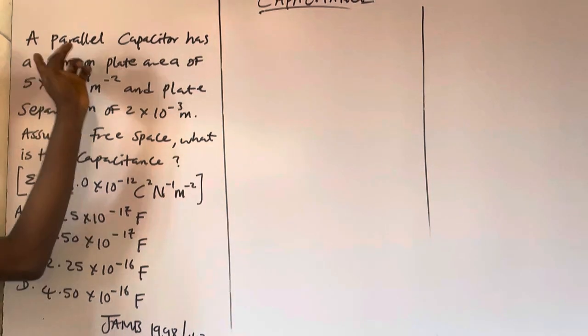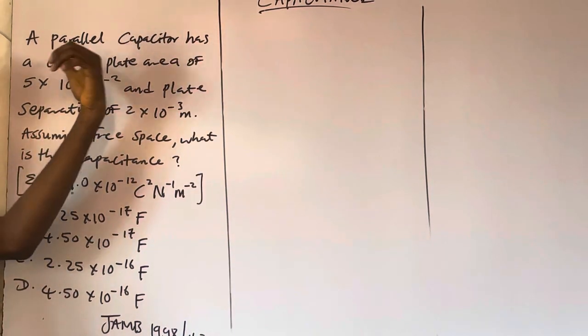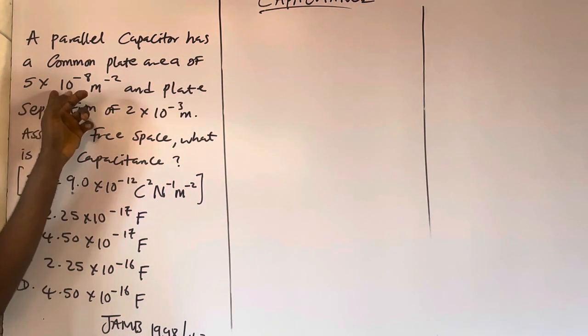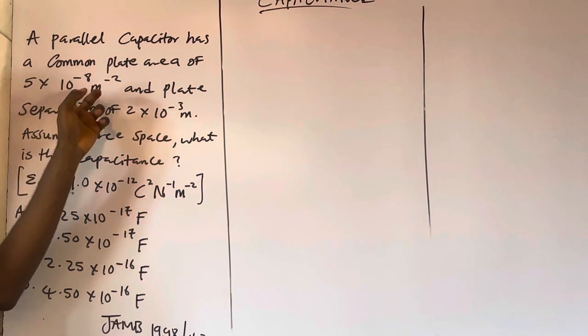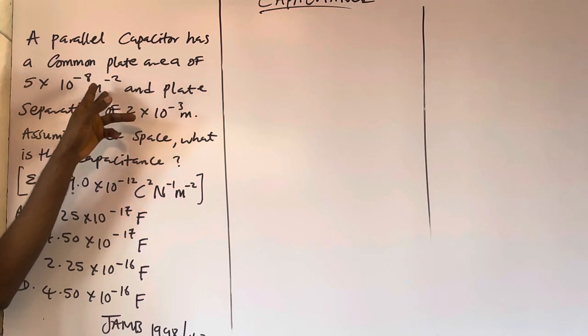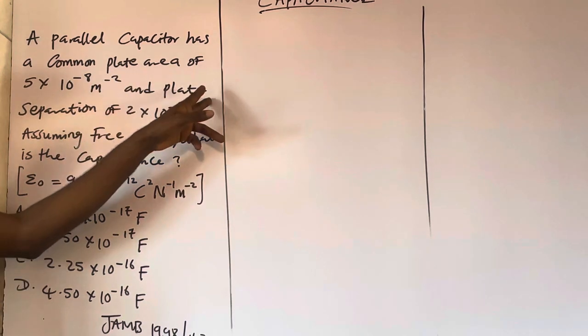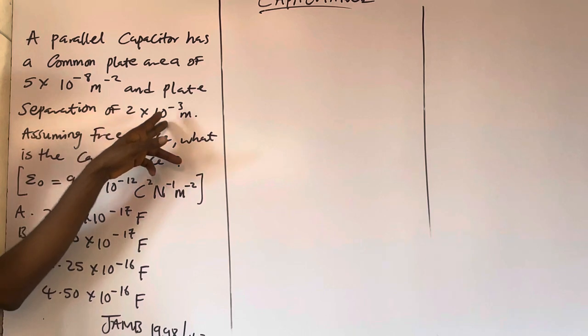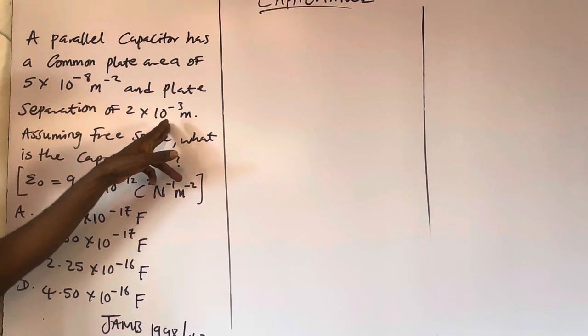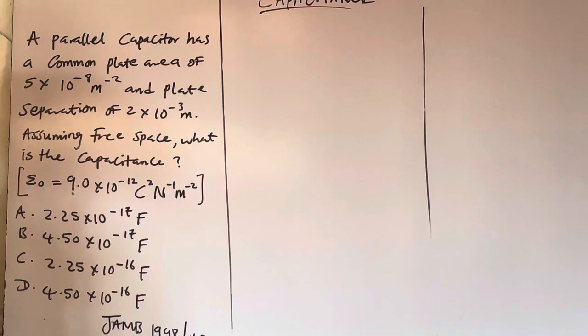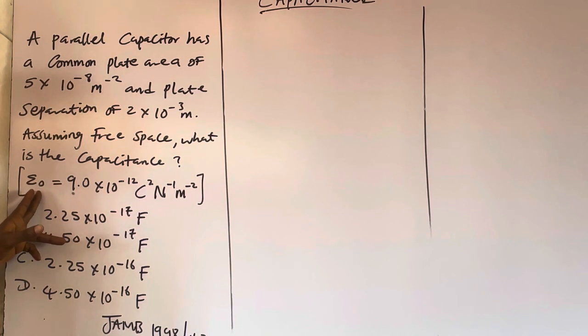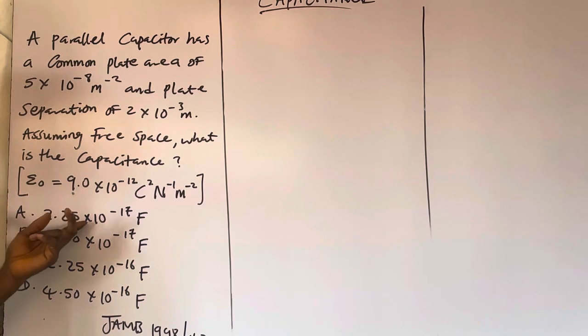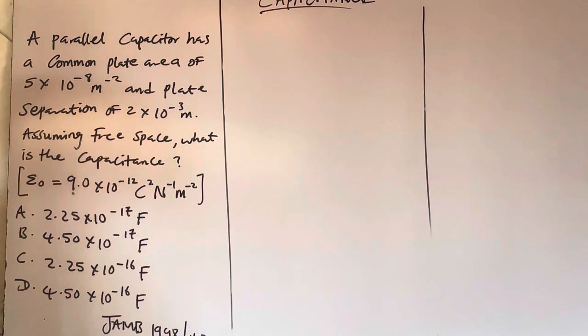Look at the question on the board. It says a parallel plate capacitor has a common plate area of 5 times 10 raised to power minus 8 m raised to power minus 2, and plate separation of 2 times 10 raised to power minus 3 meter. Assuming free space, what is the capacitance? And we are given the dielectric constant here. Look at our options. First one is 2.25 times 10 raised to power minus 17. I believe you have seen the rest.